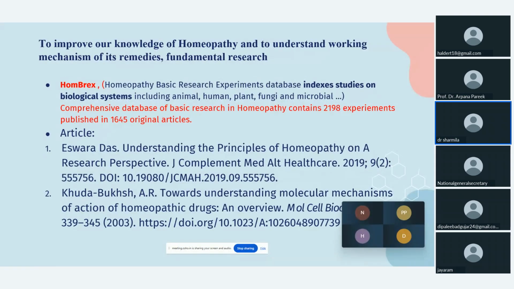So to improve our knowledge of homeopathy and to understand the working mechanism of this remedy, fundamental researches are being done. I found one article showing that in the homeopathic basic research experiment database, there were around 2,198 experiments done in basic research. But out of that, only around 1600 were original articles. It means there is so much bias, showing that the researches were not done properly, or have been biased or manipulated at another level. So this is to be avoided.